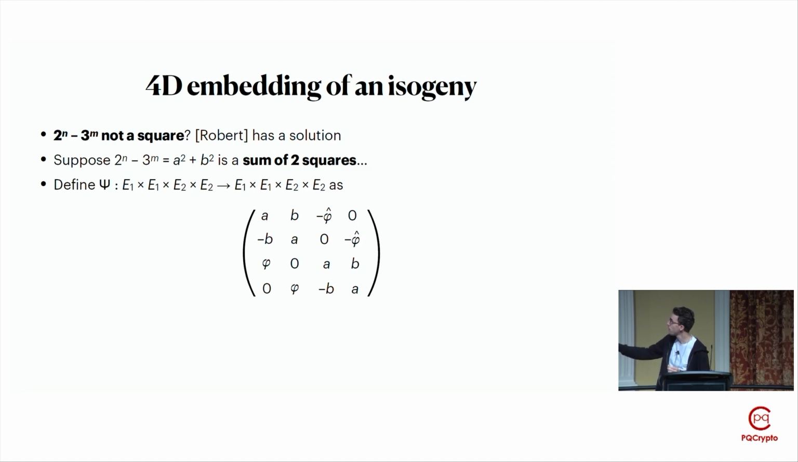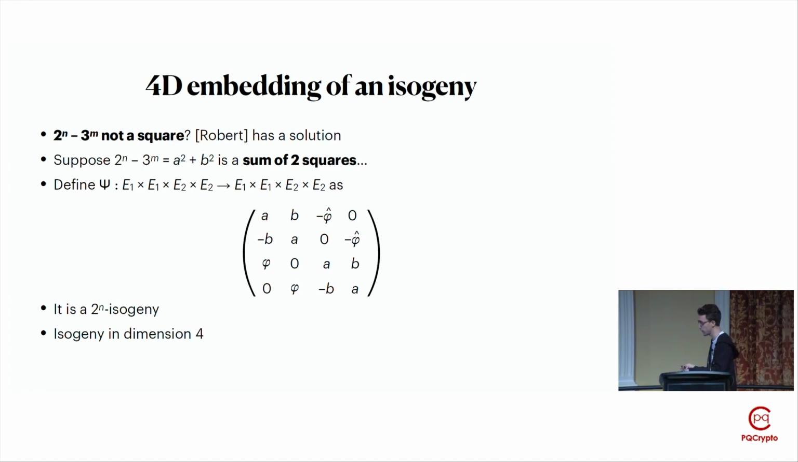And the matrix, you may notice, has a very similar structure. It's mostly 4 blocks, where on the anti-diagonal you have phi times the identity, and here you have minus phi hat times the identity. And what's a little bit more complicated is happening on the diagonal blocks. But with the very same reasoning, you can realize that this is a 2^n isogeny, and you can compute its kernel, so you can evaluate it and run the very same attack. But now what you need is not an isogeny in dimension 2. You need to evaluate an isogeny in dimension 4, and that is a fair bit costlier.